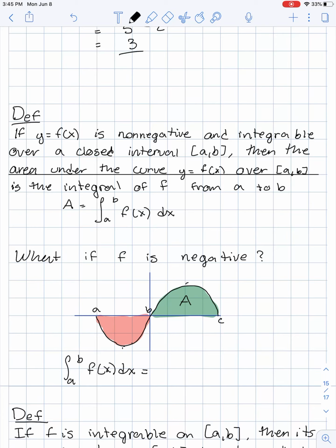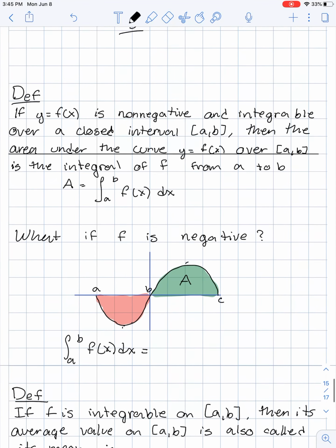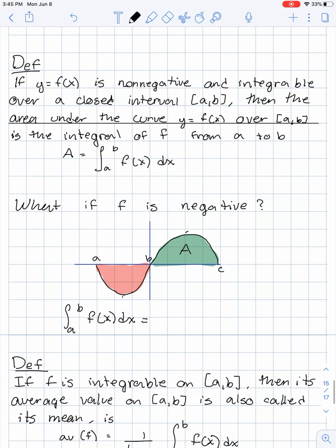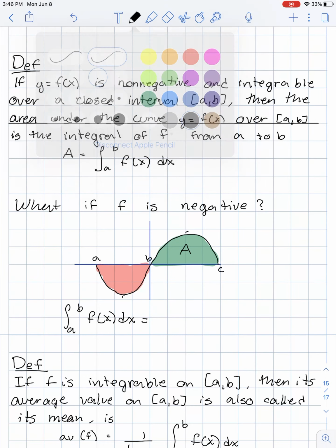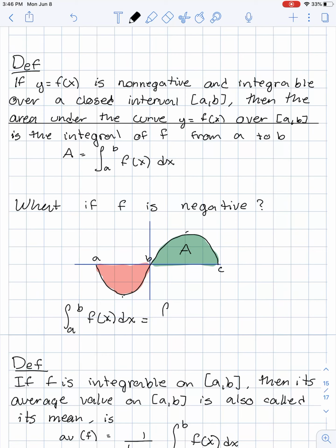Well, that says if f of x is non-negative. What if f is negative? Does it not equal the area? What's happening? The area between a and b and b and c, we're going to say it's mirrored, basically. From b to c, that red area is just under the x-axis.